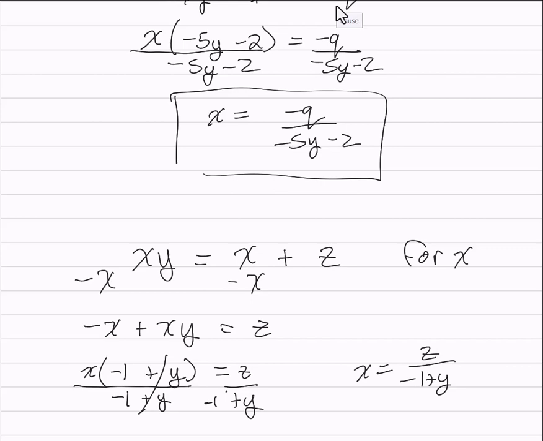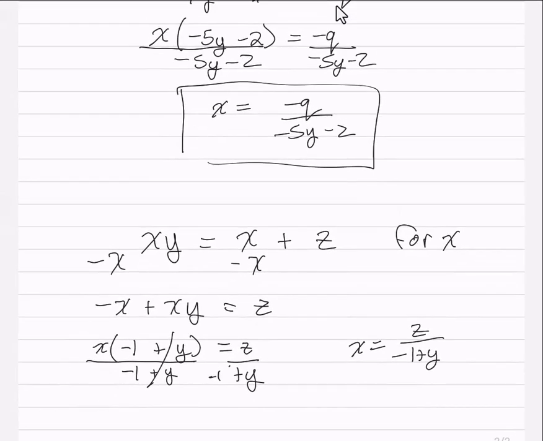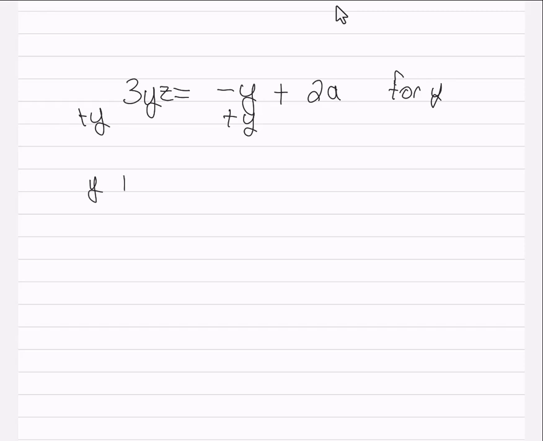Now in that instance I had a minus x. It would have worked the same if I'd had a plus x. So if I had 3yz equals negative y plus 2a, and I want to solve this for y. So I want to get the y's on one side, so I'll add y to both sides, and then I get y plus 3yz equals 2a, because those cancel.